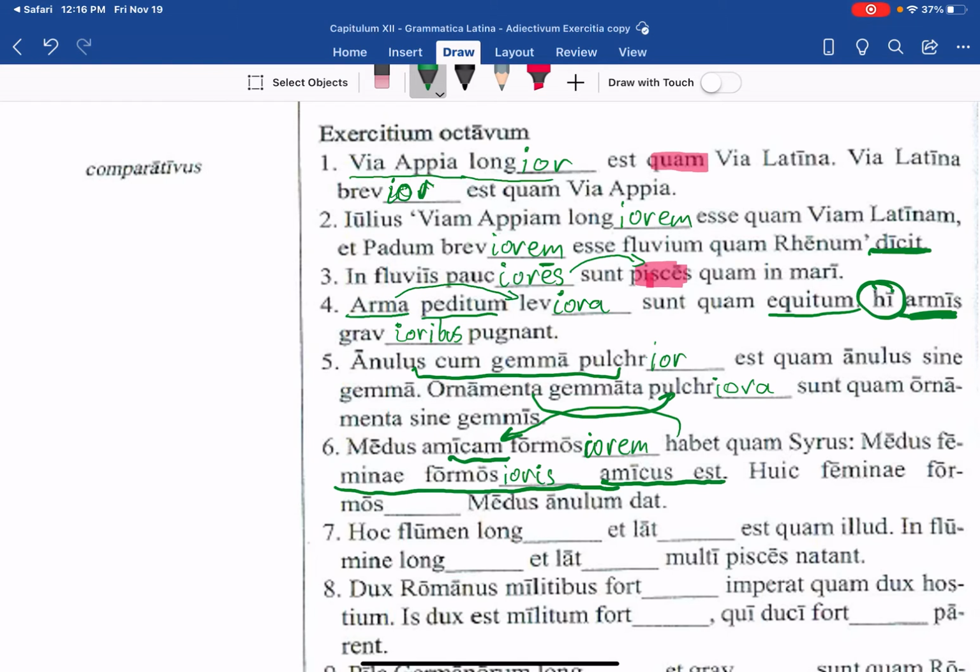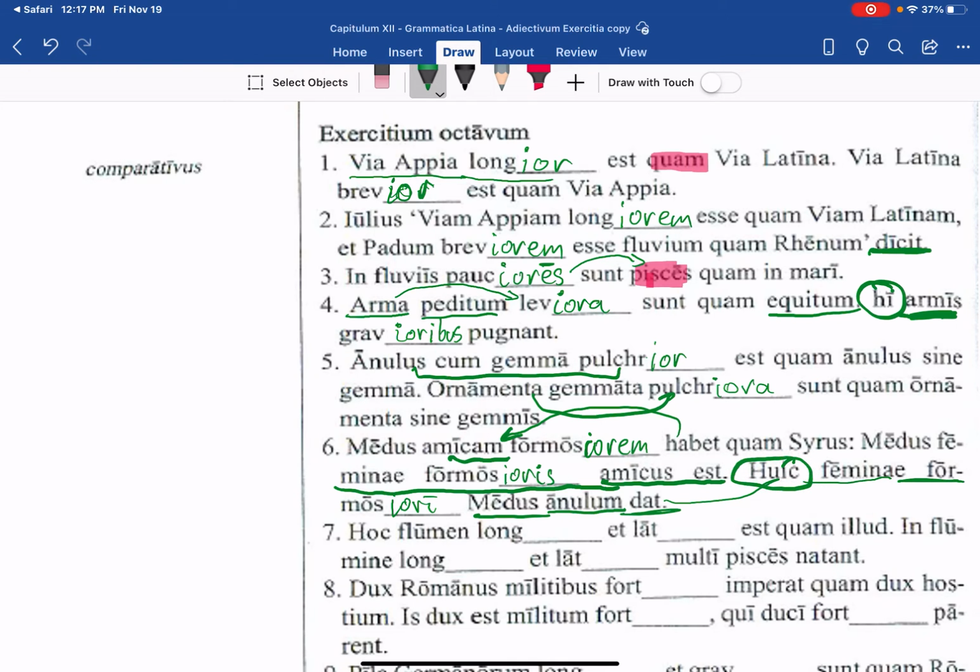Huic feminae formosiori medus annulum dat. Why formosiori? Well, because Metis gives an annulum, a ring, to this woman, to this more beautiful woman, to this formosiori feminae. And those are dative, so it's modifying feminae, so it needs to be dative. And we know because huic is in the dative case.